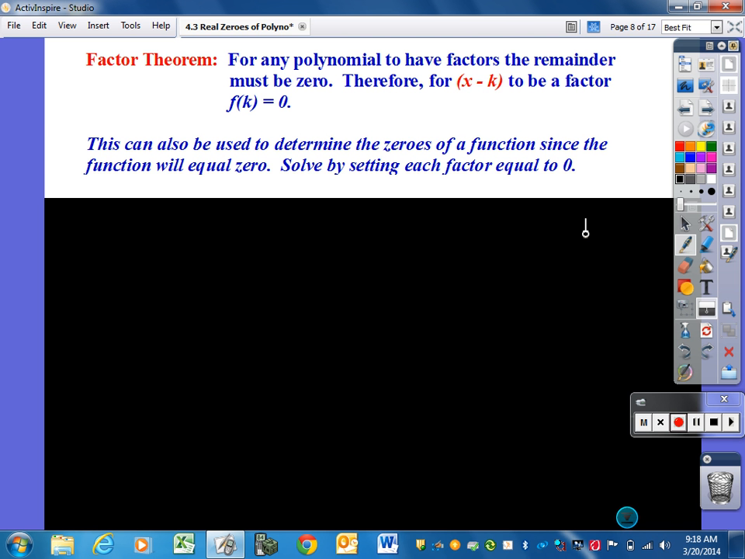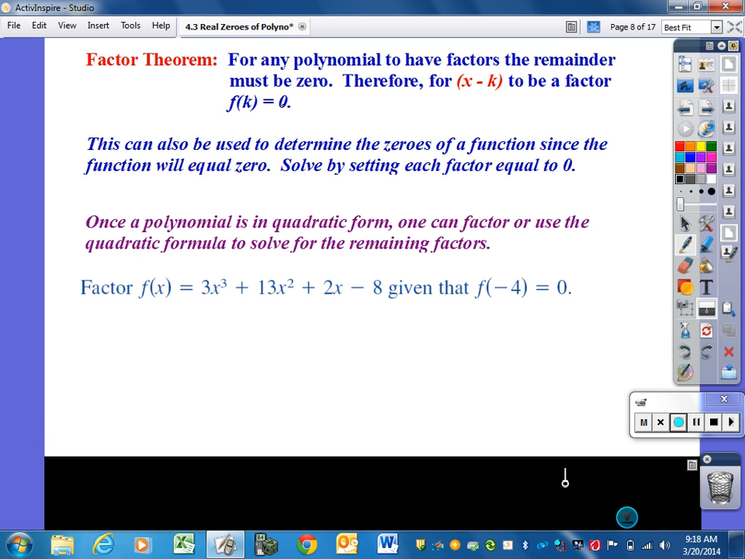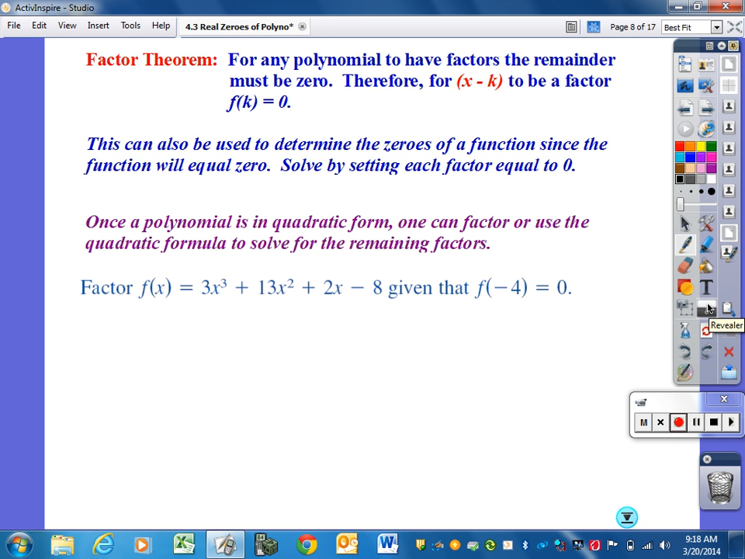Well, the factor theorem says that if I do my synthetic division and I had it in the form x minus h, my remainder is 0. I know that I had a factor. So let's try that. My polynomial is 3x cubed plus 13x squared plus 2x minus 8. I am telling you that f of negative 4 is 0. So you know the remainder was 0 at negative 4. So negative 4 was a root.